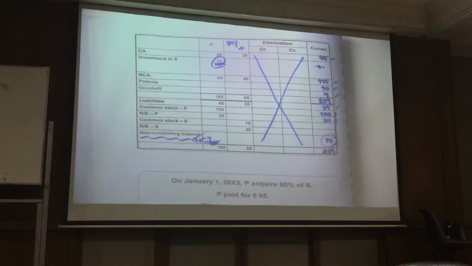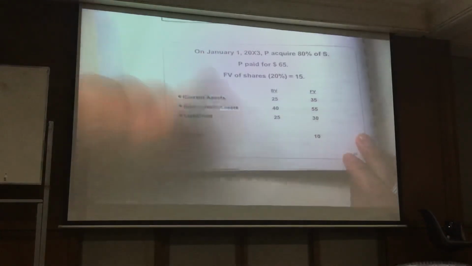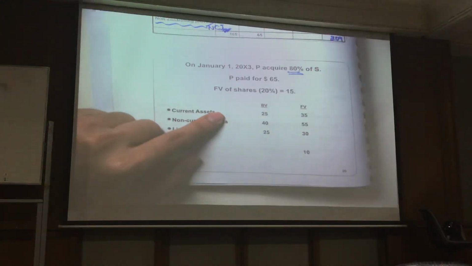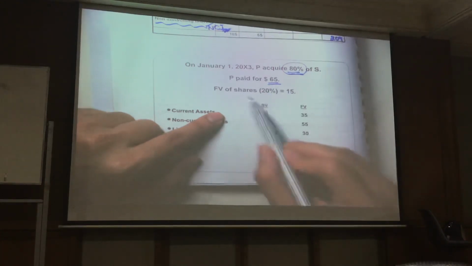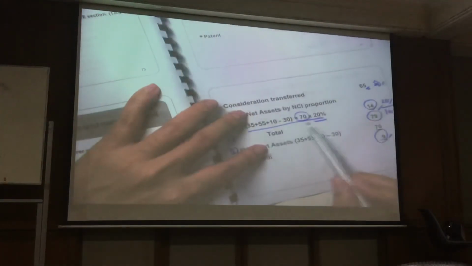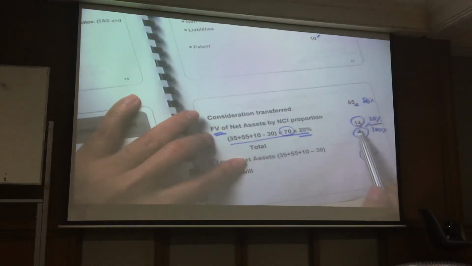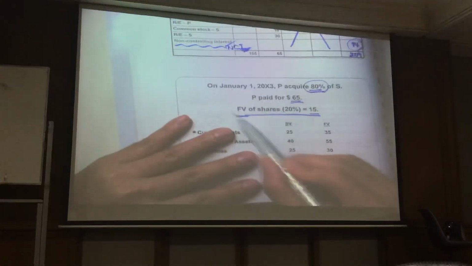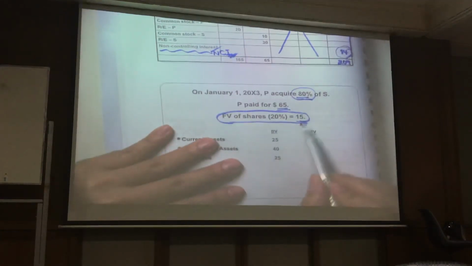Before the break, let's do the other way. Let's take a look right here. Same questions, same example, 80%, pay 65, fair value 15. Now I gave you straight away, not 14, right? In the previous slide, they have fair value of NCI at 14 because they calculate based on the fair value of net asset. But in this case, the fair value of the share that you didn't buy is right here.